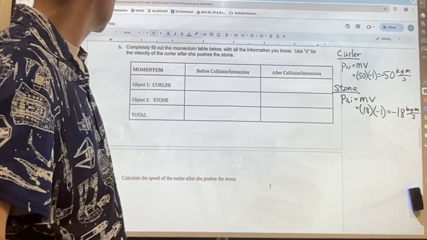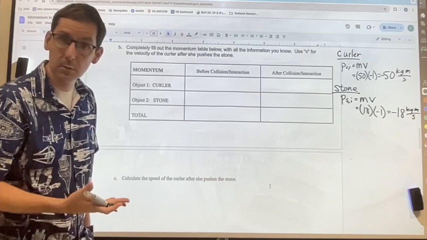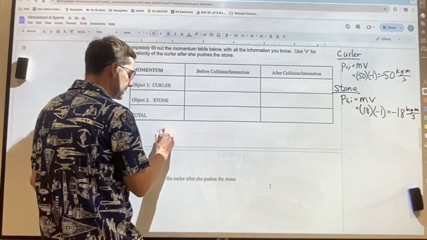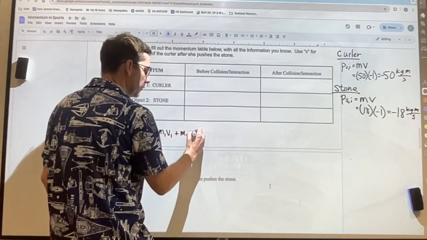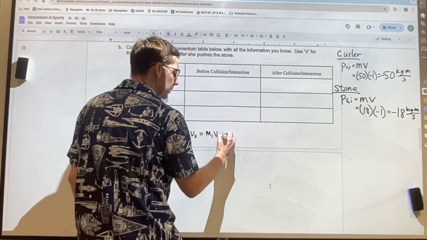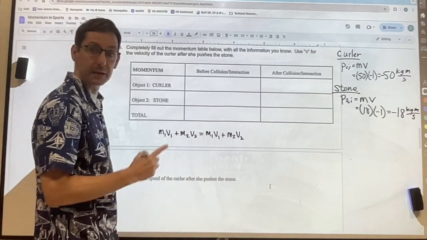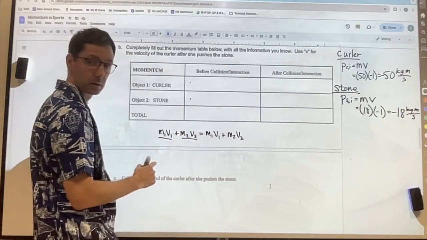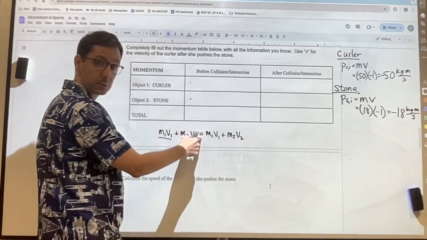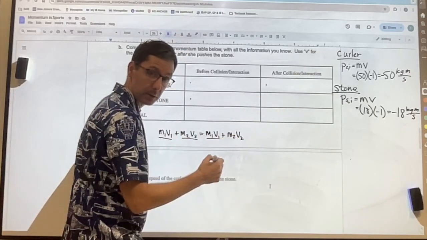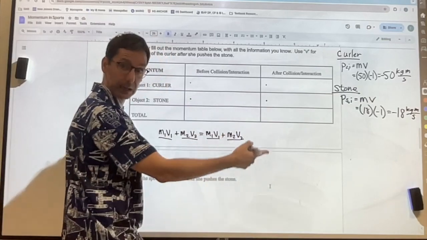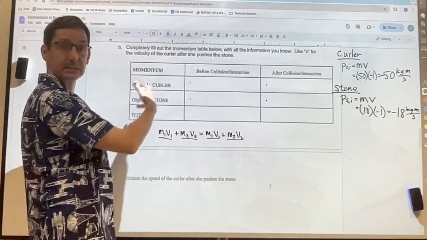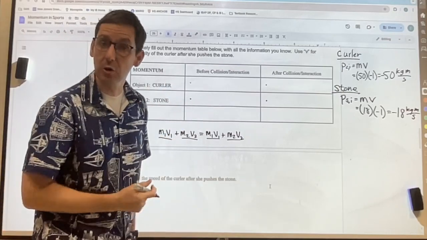So now let's look at part B. Part B asks us to fill in the table. You don't have to use a table. Very often in your formula packet in the data booklet, it just says M1V1 plus M2V2 equals M1V1 plus M2V2. This is the momentum of the first object before plus the momentum of the second object before. When you add those together, that needs to equal the momentum of the first object after the collision or interaction plus the momentum of the second object after the collision. If you have a more analytical mind and this makes more sense to you, you can use that. But if it's helpful to use the chart, the table, then you may do so.